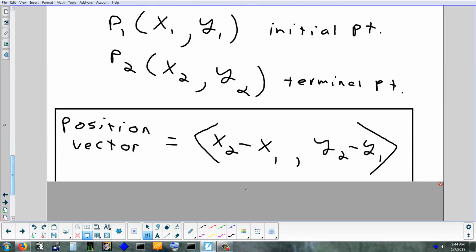Terminal minus initial. What do you think would happen if you did initial minus terminal? Something would still come out right, but then something else about the vector would come out wrong. Anyone have a guess what would come out? Like if you did your position vector, but you accidentally reversed the order you subtracted. It would just be going the wrong way. If you were supposed to get something like this, you would get something like that. You'd get the right length, but the wrong direction. So make sure you do terminal minus initial.